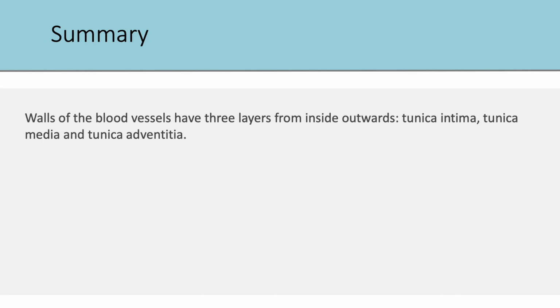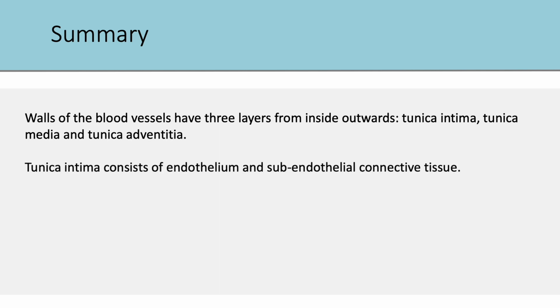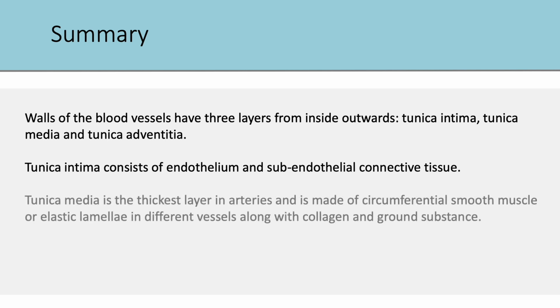So let us quickly recall what we have seen so far. Walls of the blood vessels have 3 layers from inside outwards: tunica intima, tunica media and tunica adventitia. Tunica intima consists of endothelium and subendothelial connective tissue. Tunica media is the thickest layer in arteries. It is made up of circumferential smooth muscle in case of medium-sized arteries or elastic lamellae in case of large arteries, along with collagen and ground substance.